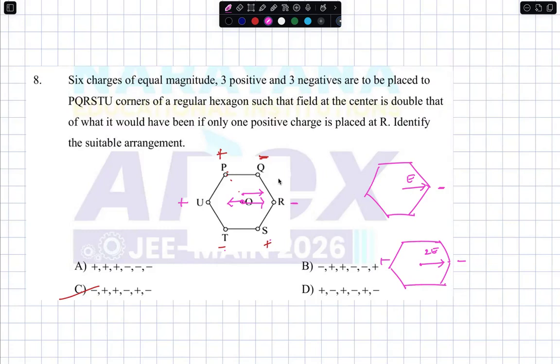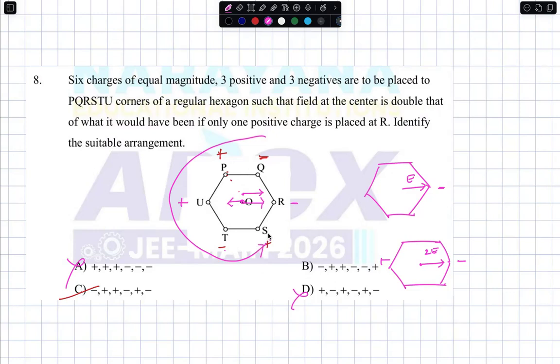So therefore, PQRSTU: plus minus minus plus minus plus. That's the order. Identify the suitable arrangement. In which direction, minus plus plus minus plus minus. If I go like this, I have one combination like this. Because plus minus, no, this won't work. This is failing. PQRS is the order I am following. Here A is not correct. Let us try B again.